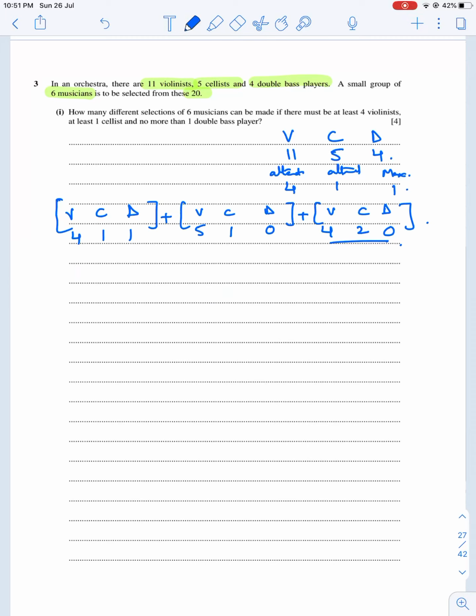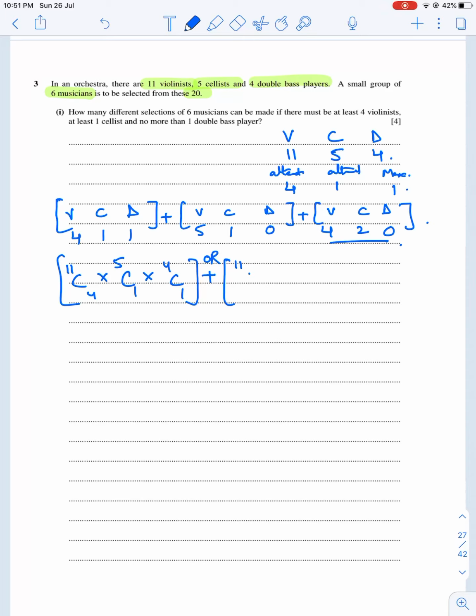Okay, let's start now. You have to choose 4 violinists out of 11, so 11C4. Out of 5 cellists, you are supposed to choose 1 for the first bracket, and out of 4 double bass players, you are just supposed to choose 1. We put the plus sign because this actually means or.